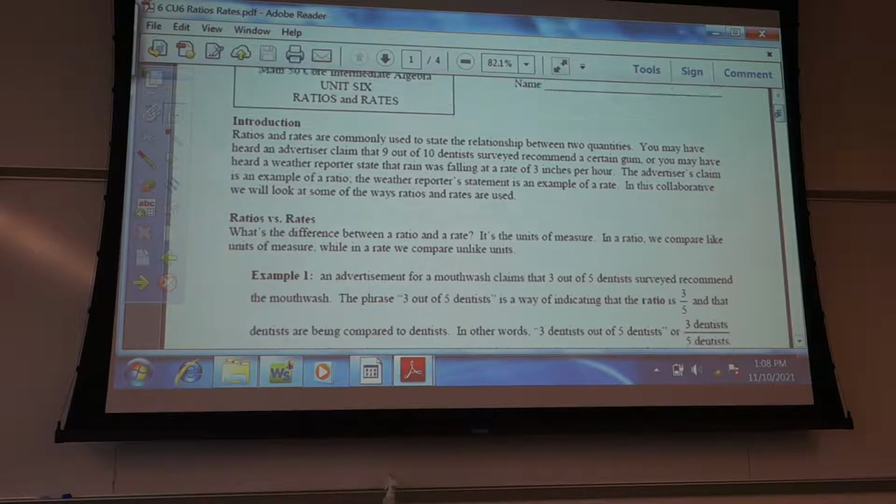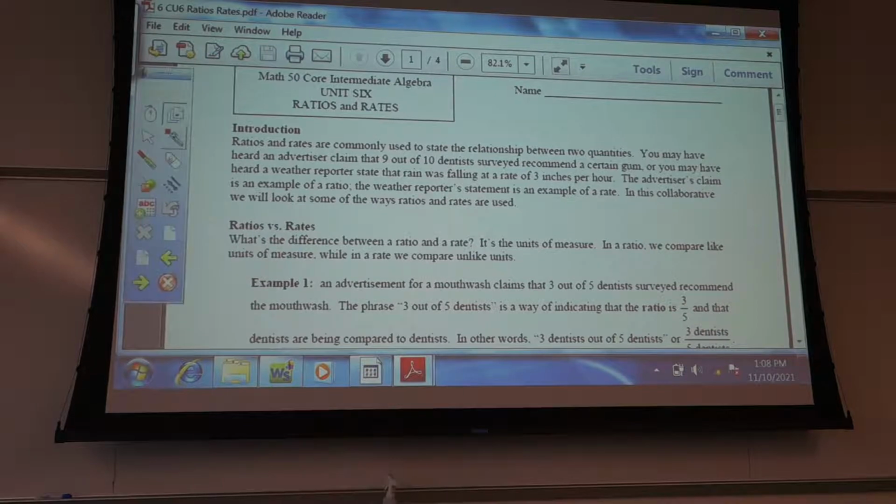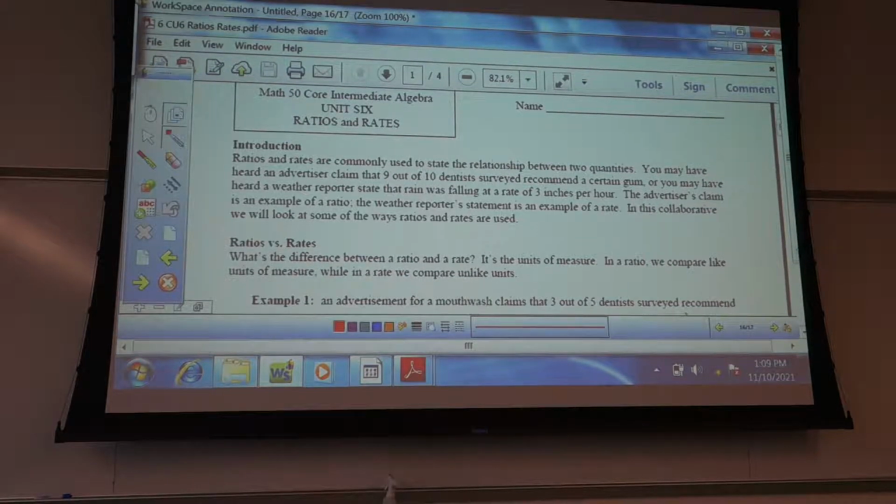Let's get a reader for this one. Fox, go read for me.